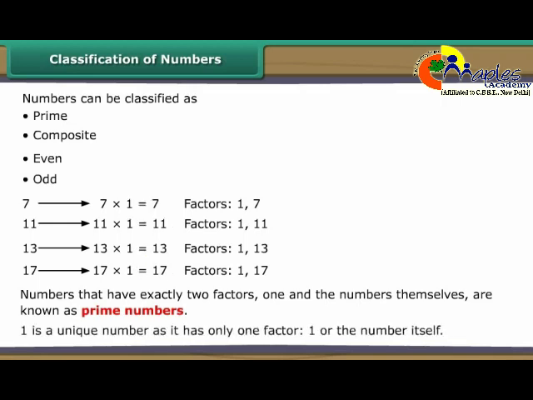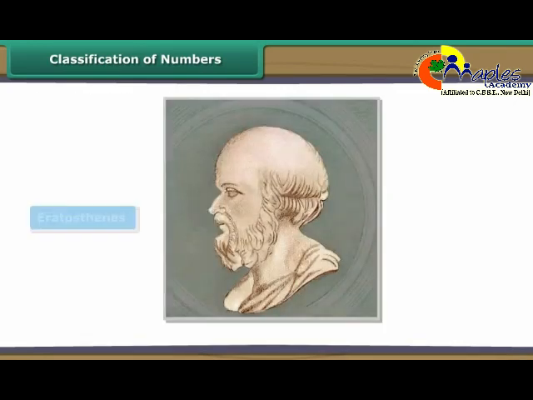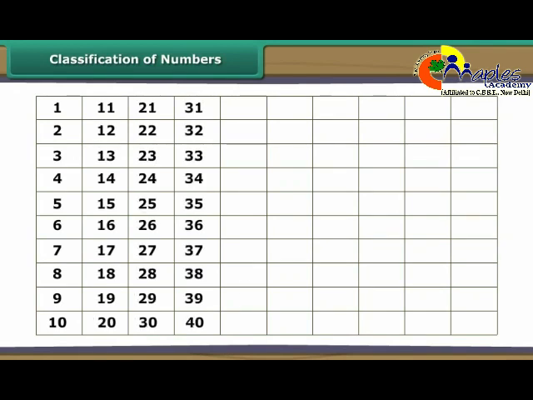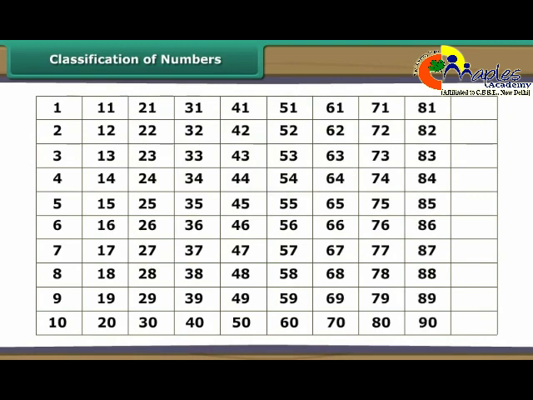1 is a unique number. It has only 1 factor, 1 or the number itself. A Greek mathematician called Eratosthenes devised an easy method to locate the prime numbers between 1 and 100. Let us take a look at this method. We draw a table of 10 columns. In the first column, we list the numbers from 1 to 10. In the second column, the numbers from 11 to 20 and so on. Thus, in the last column, we list the numbers from 91 to 100.